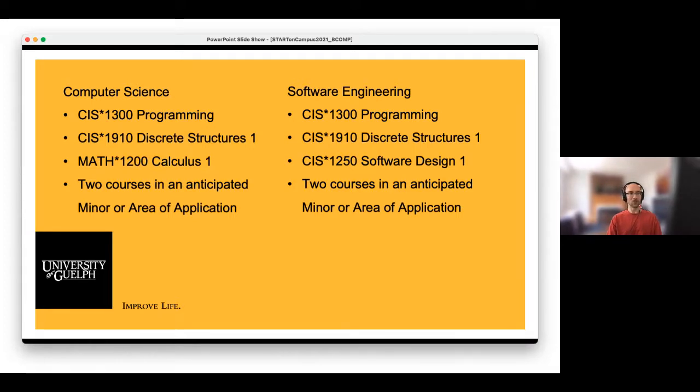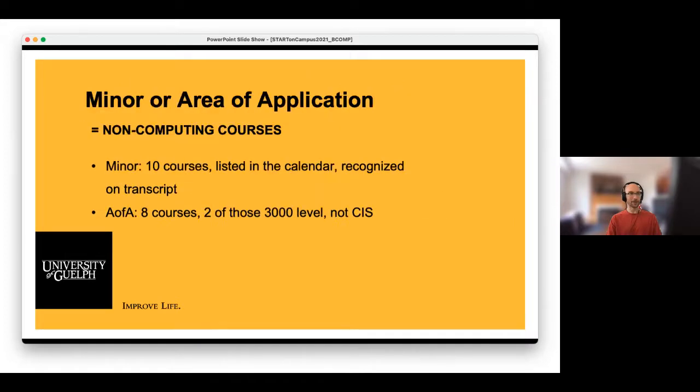And then you're also taking two courses in an anticipated minor or an area of application. So three required courses, regardless of which major you're in, plus two electives, and these electives are outside of computing for now. To clarify, a minor or an area of application is a graduation requirement for you. You have many graduation requirements, including all the core required CIS courses. You'll also have CIS electives at the 3rd and 4th year level that are required, so many based on your major. But you're also taking electives outside of CIS.